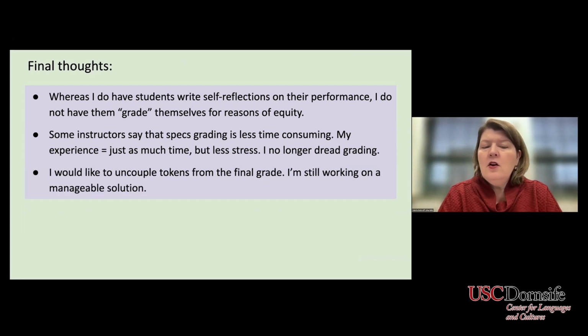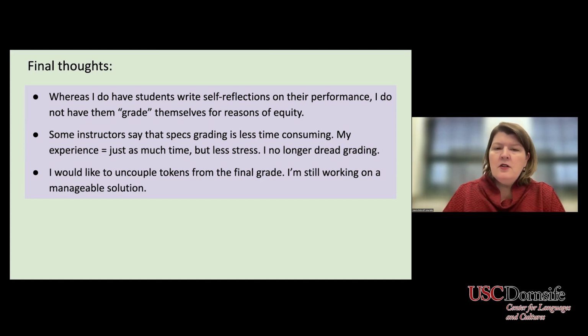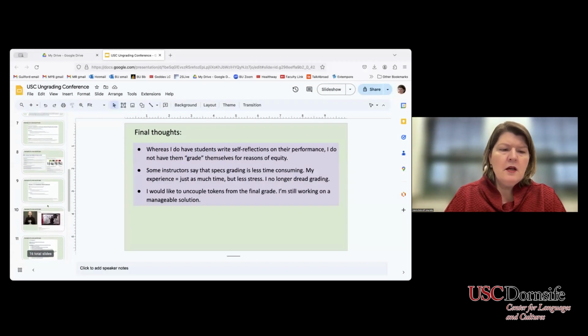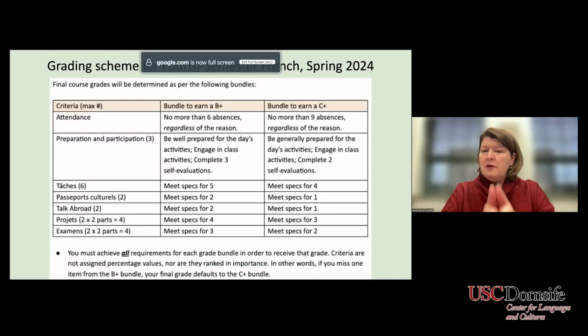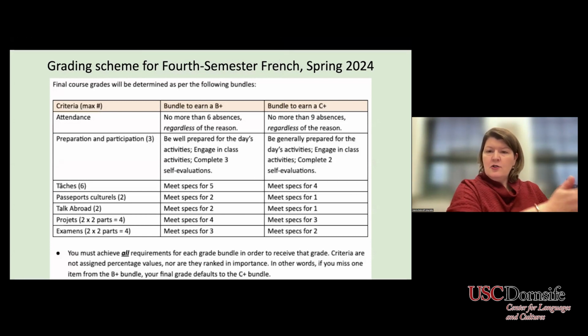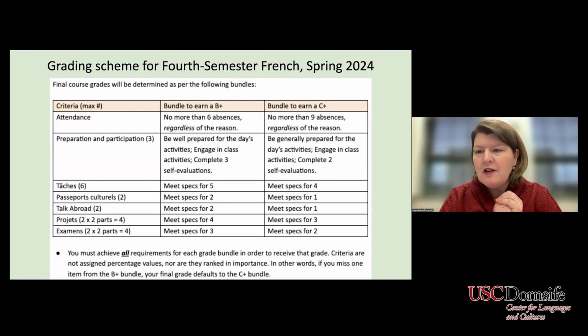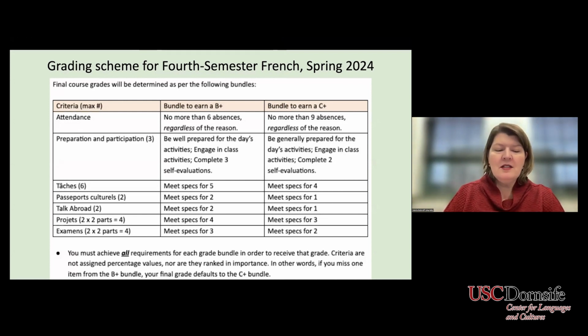And then lastly, going forward, I would like to find a way to uncouple the tokens from the final grade. I haven't figured out a way to do that. But if I go back to that chart that I had given you, let me scroll back up here. The way that they would boost from a B+ to an A- and an A- to an A would be exchanging tokens that they have not used. So that's how that works, and I'd like to find a way to uncouple that. And that is my presentation.